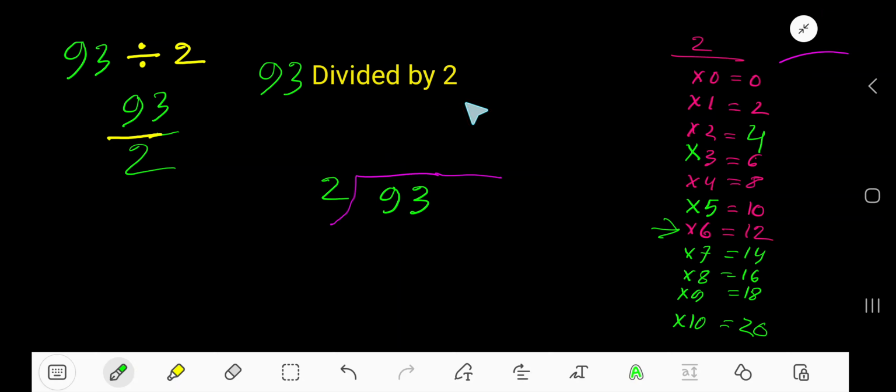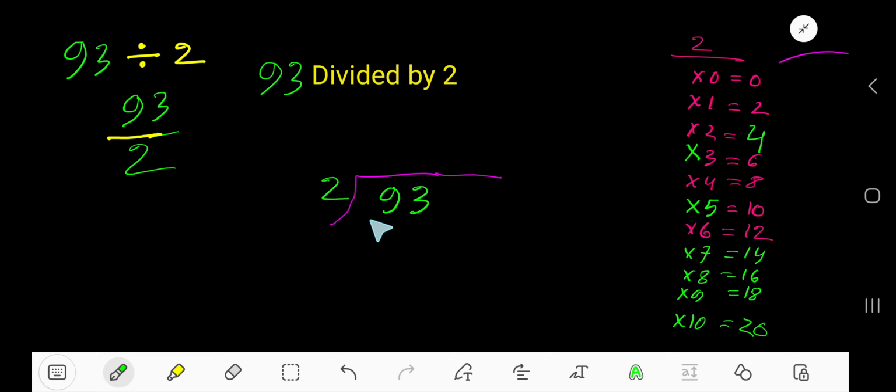93 divided by 2. Here 2 is the divisor, so we need the multiplication table of 2. 2 times 0 is 0, 2 times 1 is 2, 2 times 2 is 4, 2 times 3 is 6, 2 times 4 is 8. To find the multiplication table of 2, just add 2 to the previous step: 0 plus 2 is 2, 2 plus 2 is 4, 4 plus 2 is 6, 6 plus 2 is 8, 8 plus 2 is 10.